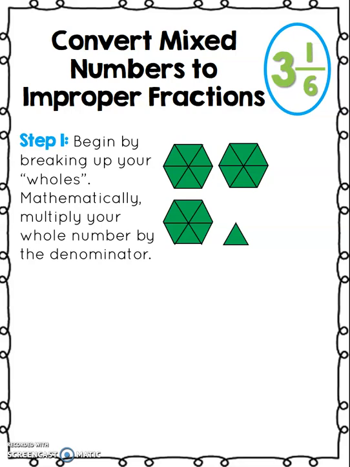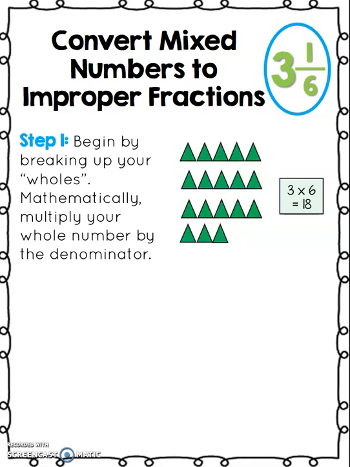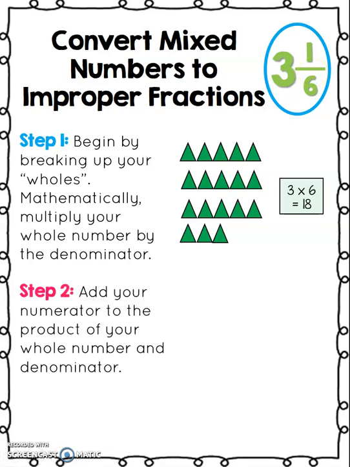To start, I need to break up those 3 full hexagons into individual little triangle pieces to see how many I have. So if I break up those 3 full hexagons, what I'm really doing is multiplying 3 times 6. So this would turn it into 18 small triangles. To show that with the math, I would take my whole number 3 and multiply it by my denominator of 6. Now the next step I need to do is add my numerator of 1.